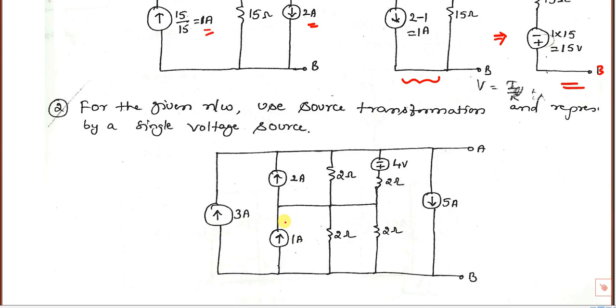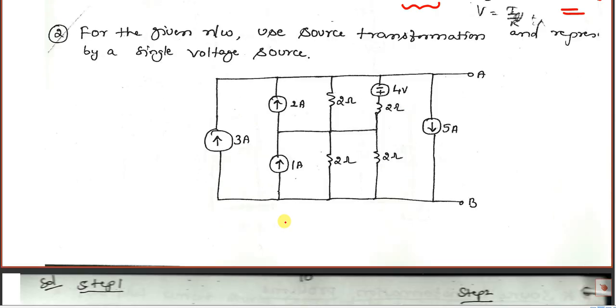So let us go to the second problem. For the network shown, use source transformation technique and convert it to represent a single voltage source. So you can see there is a current source in parallel with this. This one is a practical current source. This is an ideal current source. This is also a practical current source. This is a practical voltage source. This is an ideal current source. Okay.